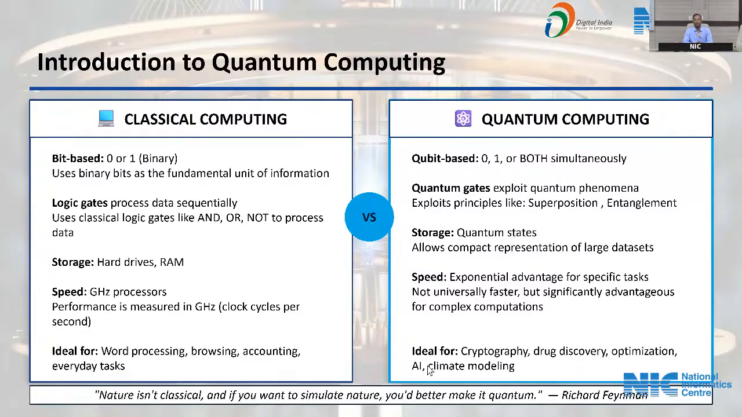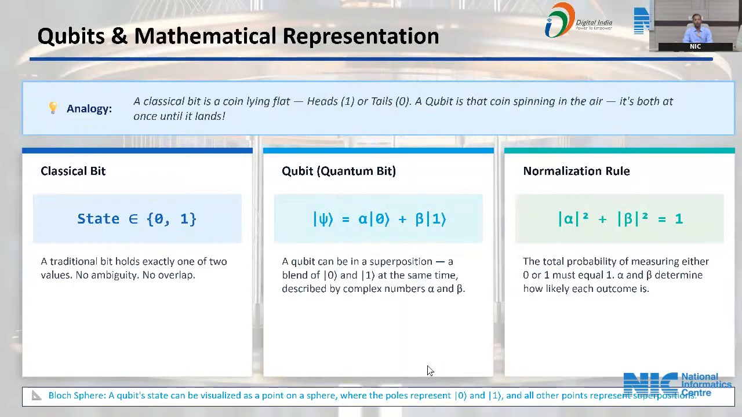For storage, we use hard drives and RAM, but in quantum, quantum states are used to store large data sets. Gigahertz processors are used in classical, but in quantum we have a different mechanism to measure the speed. For word processing, daily work, accounting, etc., classical computing is ideal, but for cryptography, drug discovery, AI, and climate modeling, quantum computing is used.